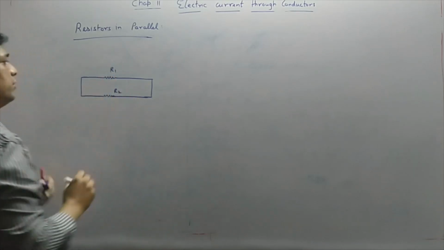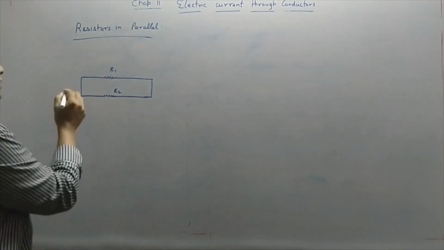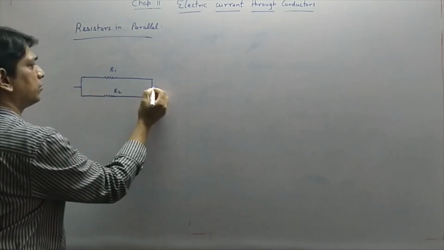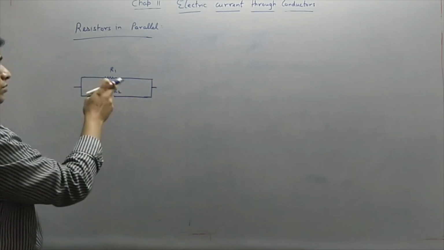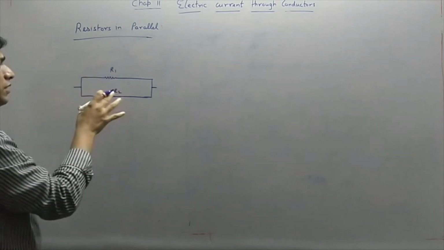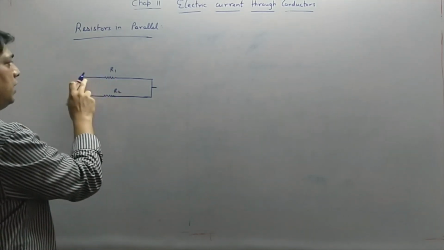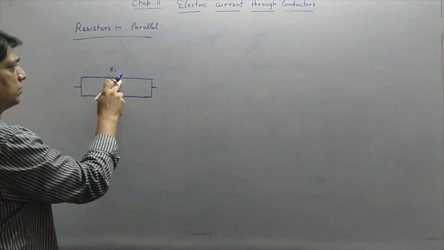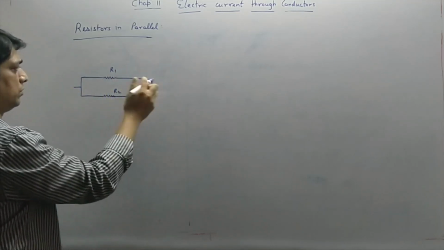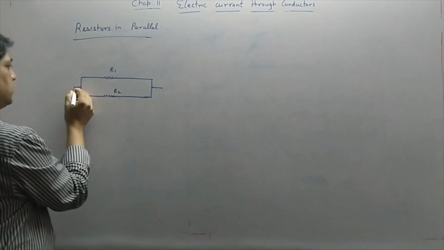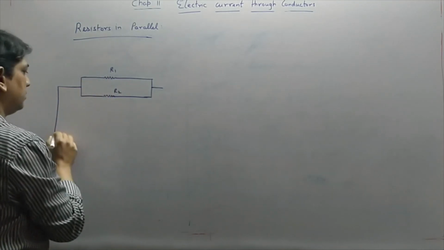So you can just see how it is connected. The ends of resistance R1 and the ends of resistance R2 are connected together. This connection is called resistance in parallel. The end of R1 on this side is connected to R2, and the other end of R1 is connected to the other end of R2. This is how resistors are in parallel.